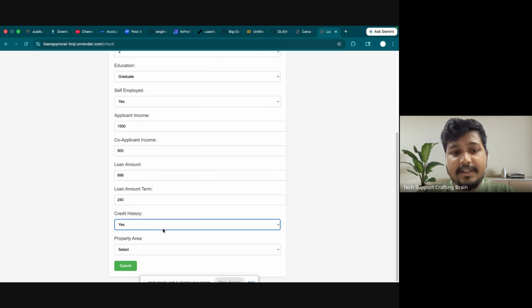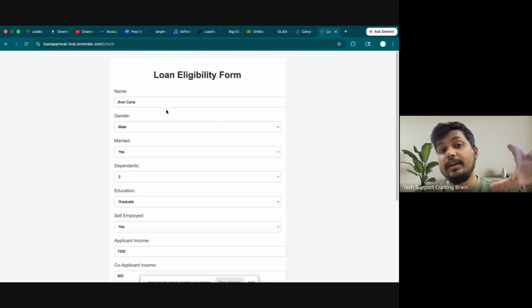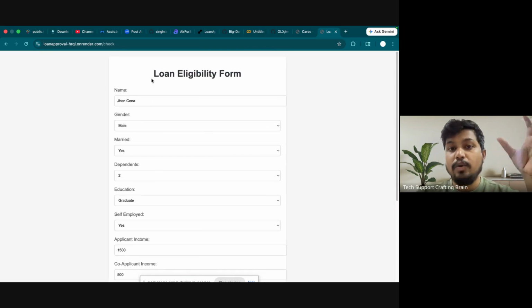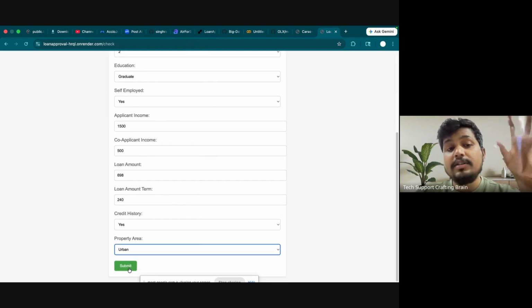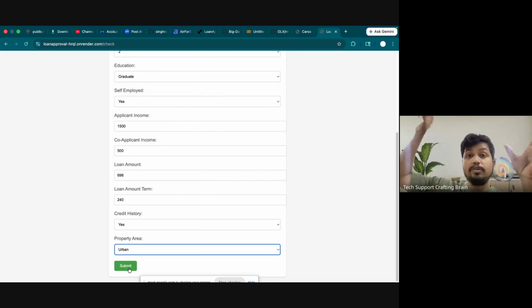Yes, he has a credit history and the property area is urban right now. So now the user will fill in this loan eligibility form. The user is giving this data, and when we click on the submit button, this data will go into the backend.